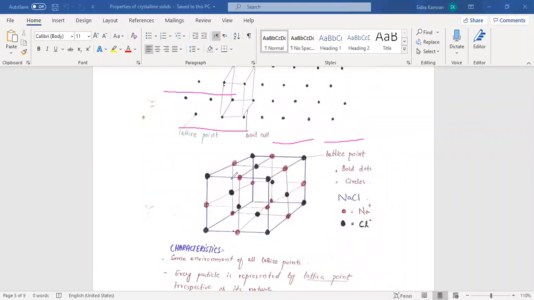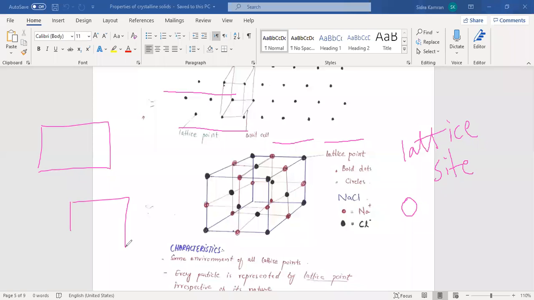And all these points that you can see with the red and black pen, these corners are called lattice points, or lattice sites. You can also represent these points with bold dots or with circles. If you don't want to draw bold dots, you can just make circles at the corners like this. These corners, these points, are called lattice points or lattice sites.